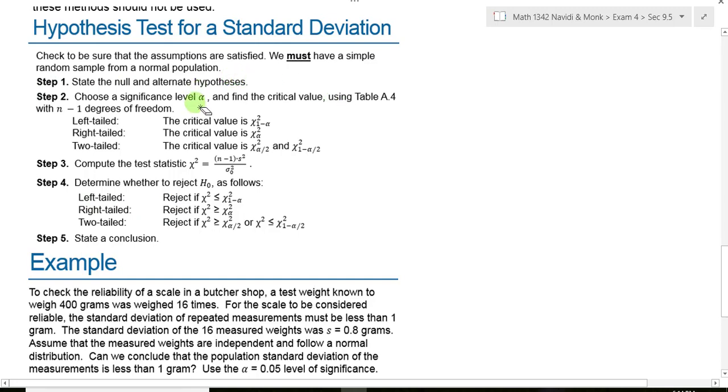Then you want to choose your alpha level. You'll be told what your alpha level is, and if you're not told, assume it's 0.05. That's our default go-to alpha level. Then you have to find your critical value.